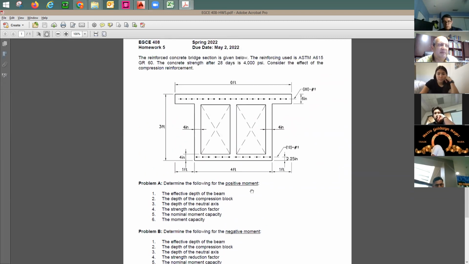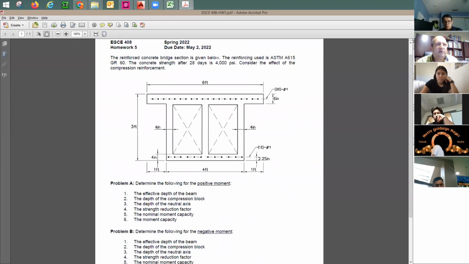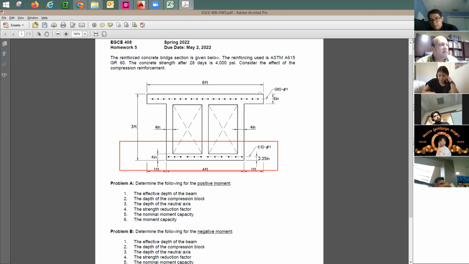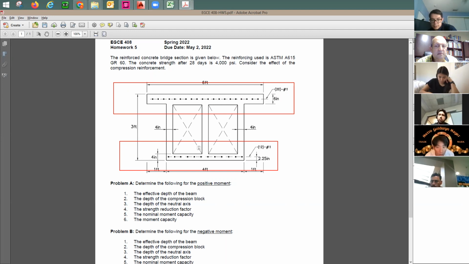When you have a positive moment, what does it mean by positive moment? Can someone help me with this? What is a positive moment? Would this reinforcing be in tension or compression? Tension. The positive moment is going to be in tension. How about the negative moment? Which one's going to be in tension, the top or the bottom? We say the top now is going to be in tension, and the bottom is going to be in compression.